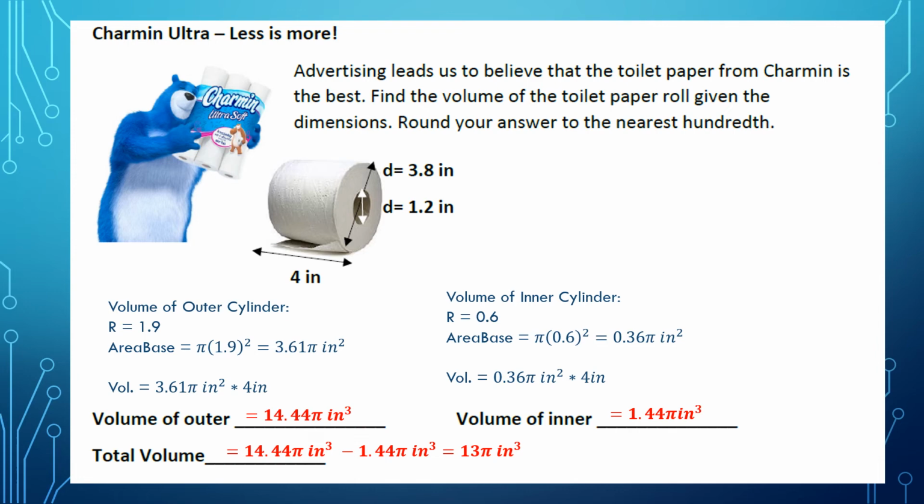And it did ask us to round to the nearest hundredth instead of leaving it in terms of pi. So if I multiply that out using just 3.14, not the pi button on my calculator, I get 40.82 inches cubed. And if you use the pi button on your calculator, it will give you 40.84. So we're going to be pretty close either way.